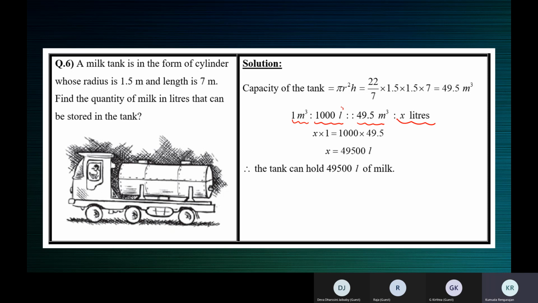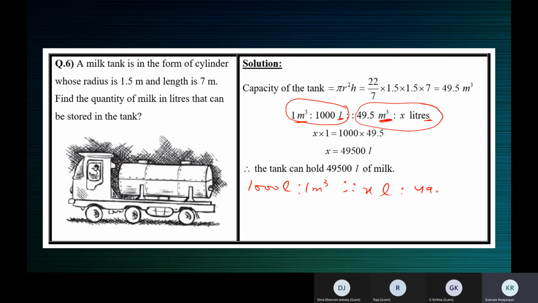See, this is the left side of the proportion, and this is the right side. See the order. The first term is meter cube here, and here also the first term should be meter cube. Here liters, here liters. Or you can write it like this also: 1,000 liters is 1 meter cube. Then how many liters is 49.5 meter cube?